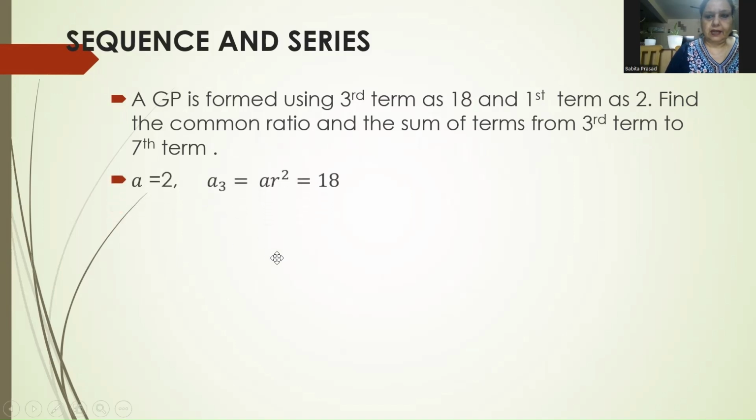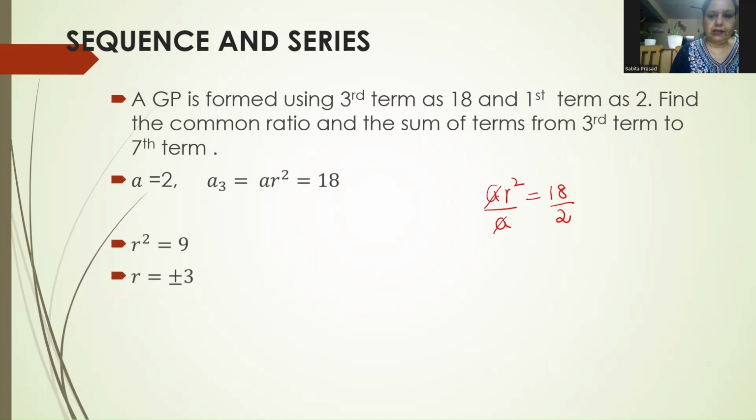That is, A is the first term, which is 2, and the third term is represented as AR square equal to 18. So, you need to divide: R square equals 18 divided by A, which is 2, and the A cancels, so R square becomes 9. Remember, it's a quadratic now, so R is plus and minus 3. That is what you have to keep in mind.